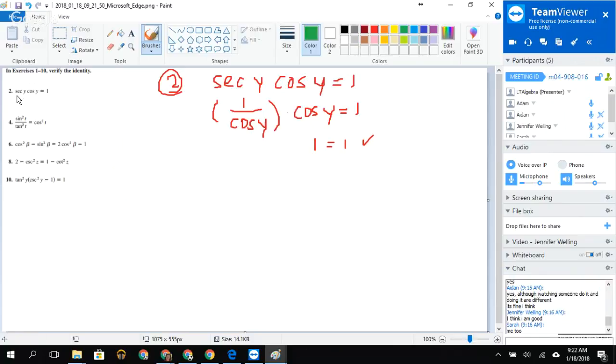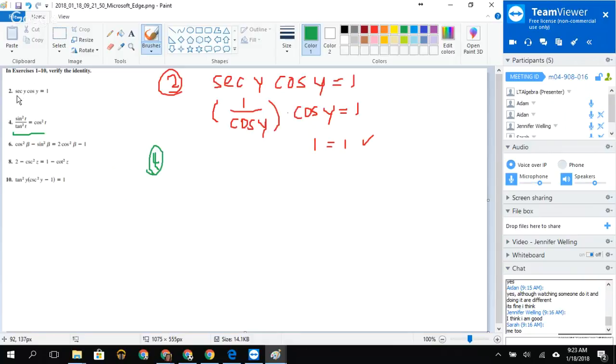But they're actually not too bad. So let's just go through these because it's not going to take us a whole lot of time at all. So number 4, for example, is a little bit more complicated, but not too bad. We have the sine squared of t over the tangent squared of t equals the cosine squared of t.